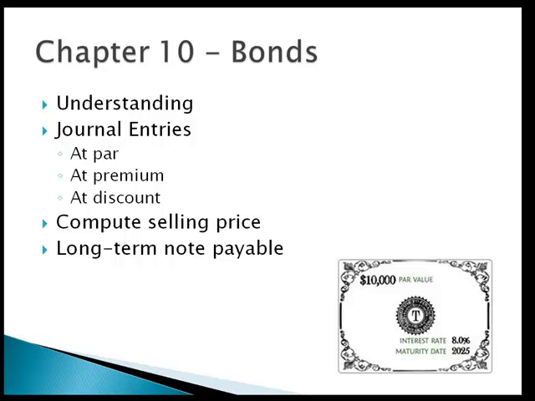So it's kind of a cross between a note, except that that would come from a bank or from one party. And bonds are sold to multiple people, multiple investors. So in that sense, it's almost like a common stock issuance. Okay, so kind of a cross between stock and a note. So we're going to talk about that a little bit.